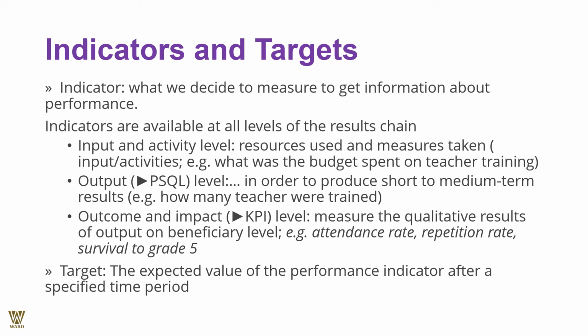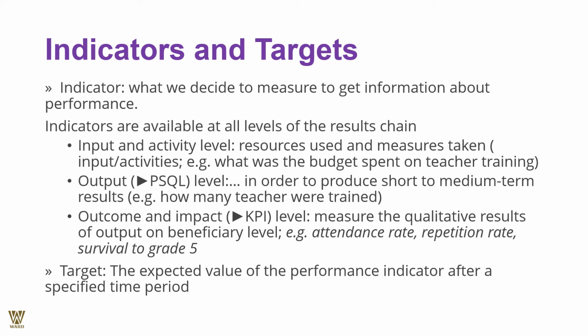In terms of output, it will be in order to produce short term to medium term, the number of products that you have come across with, the number of kgs or tons of product you would be looking into. Outcome and impact as the KPIs level are the key performance indicators, measuring the qualitative result of the output with beneficiary, attendance rate, survival rate, repetition rate. These are just an example.